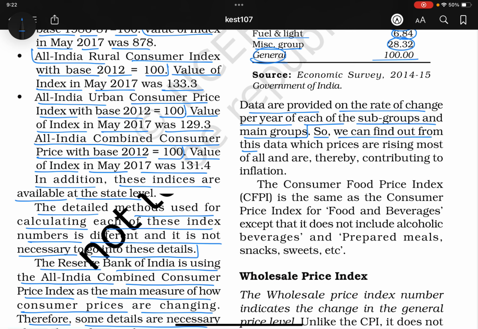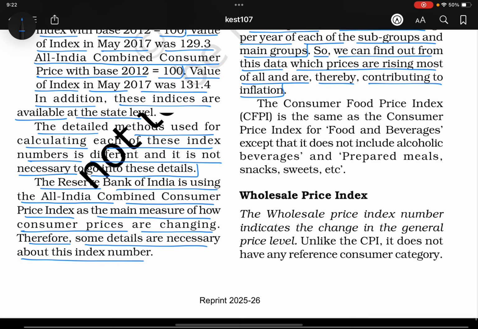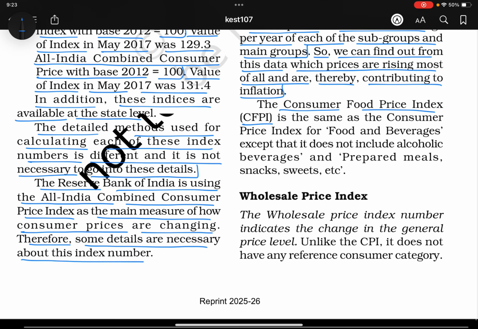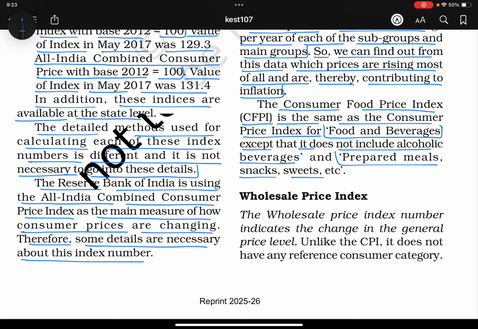So we can find out from this data which prices are rising most of all and are thereby contributing to inflation. The Consumer Food Price Index (CFPI) is the same as the Consumer Price Index for food and beverages, except that it does not include alcoholic beverages, prepared meals, snacks, sweets, etc.